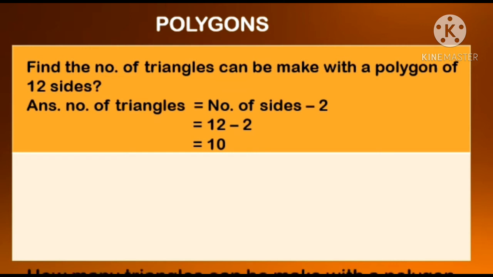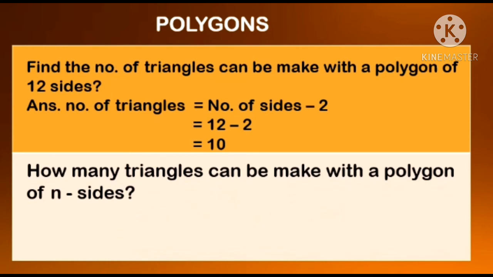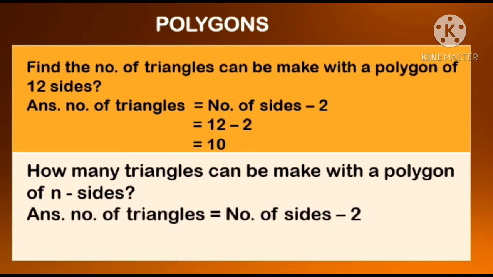Then how many triangles can we make with a polygon of n sides? Say children, how to find it? Here number of triangles equals number of sides minus 2. Here number of sides equals n. So we can say n minus 2. So we can say an n-sided polygon has n minus 2 triangles.